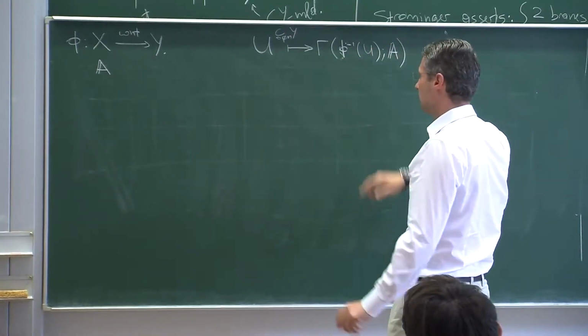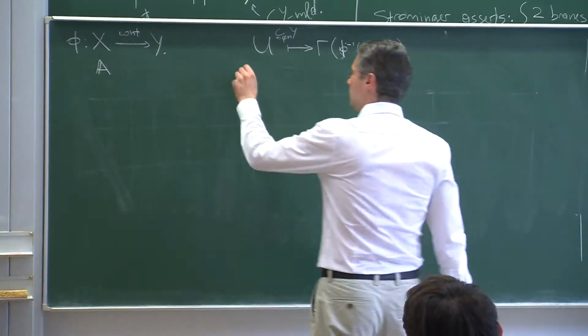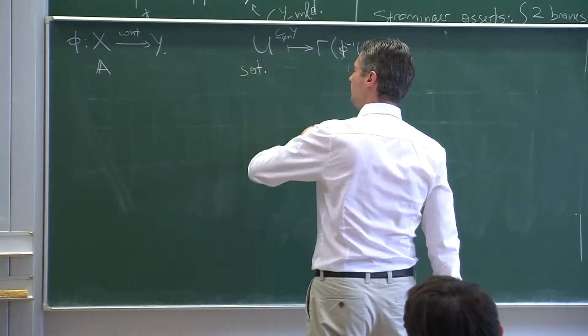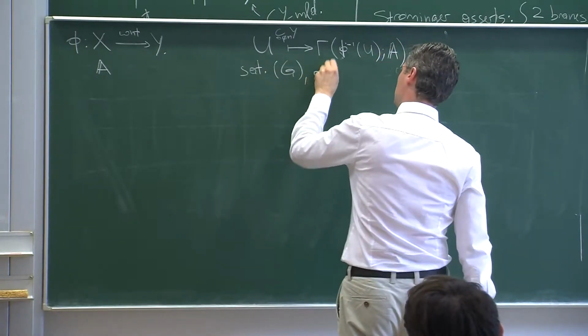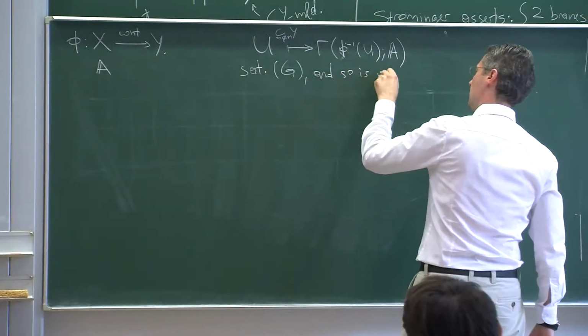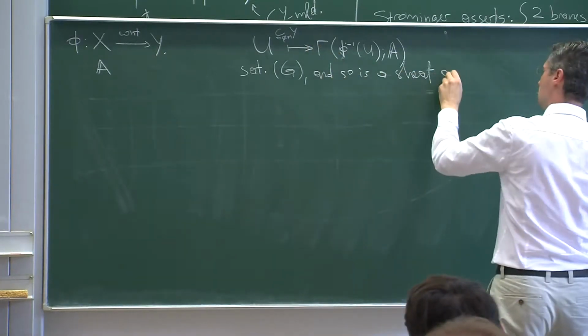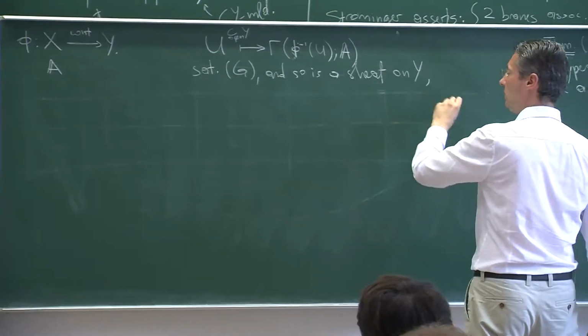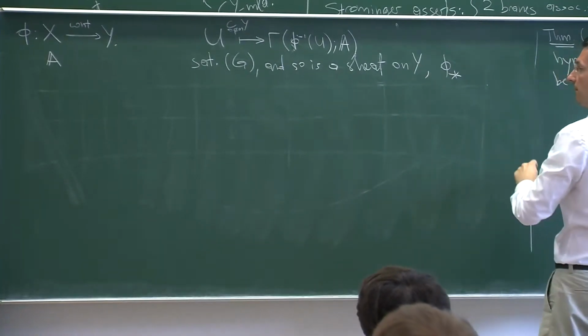So you look at the sections that A has over that pre-image, and you assign this to U. And then since there are restriction maps, this is a pre-sheaf, and it satisfies condition G, and so is a sheaf. And it's of course a sheaf on Y, and it's called the push forward phi star of A.